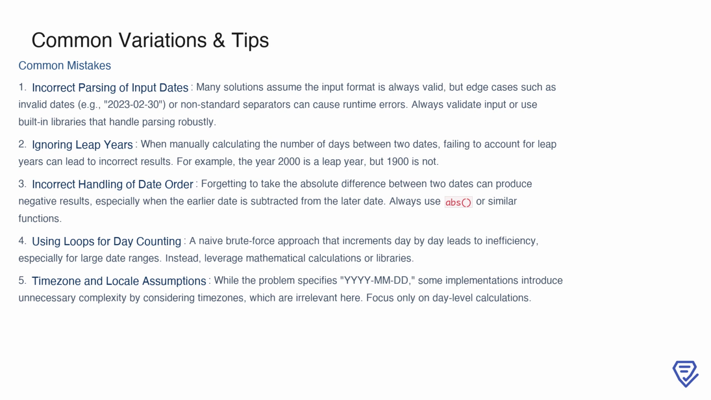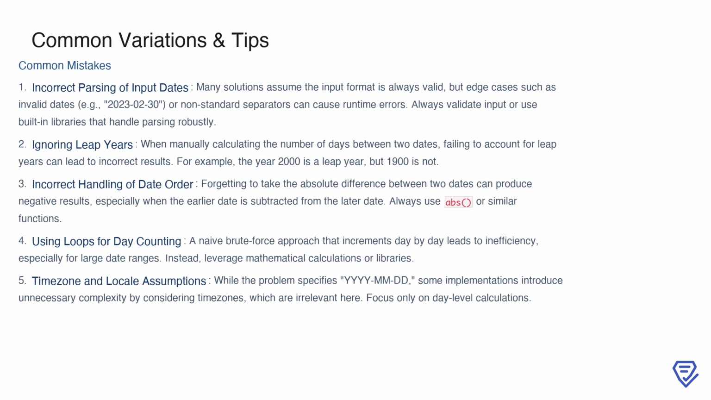First, incorrectly parsing input dates can lead to runtime errors. For example, you might encounter invalid dates like February 30th, 2023 or inputs with non-standard separators. To handle this, validate inputs carefully or rely on built-in libraries that are robust in parsing. Another frequent mistake is ignoring leap years. It's easy to forget that some years, like 2000, are leap years, while others, like 1900, are not. This can lead to inaccuracies when calculating day differences manually.